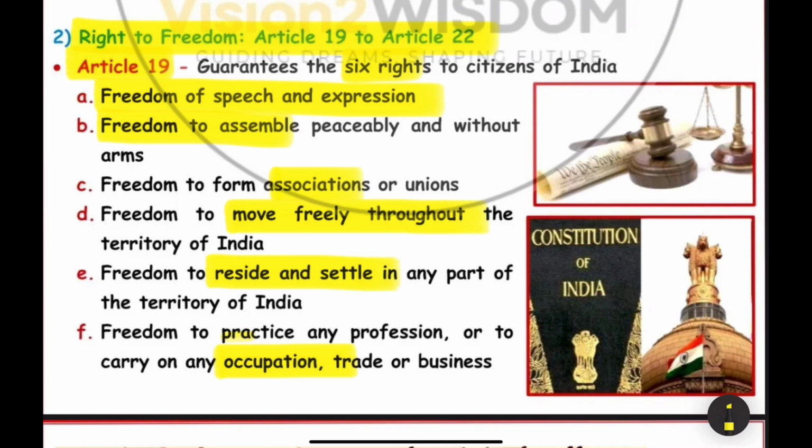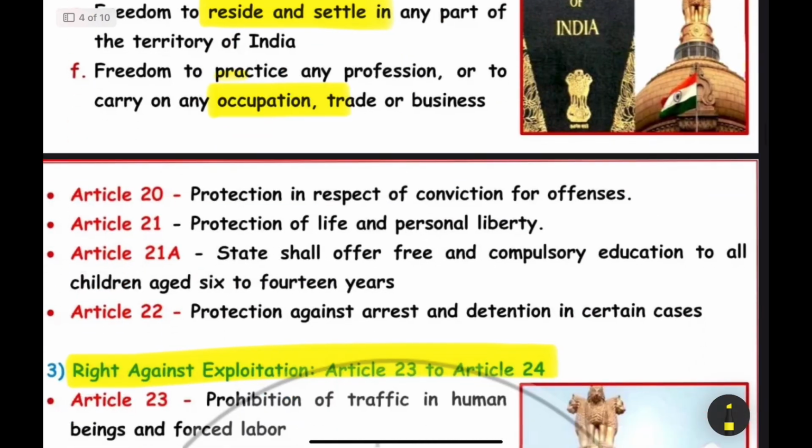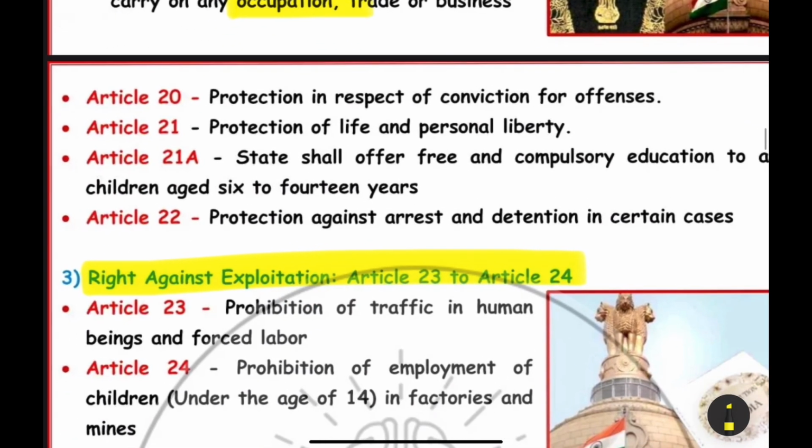So freedom of speech, then assembly, then association, and then movement throughout the country, then residing in any part of the country, then you can do any occupation in any part of the country. That is your occupation-related right. So this is related to Article 19. Now Article 20 tells us protection in respect of conviction for offences.